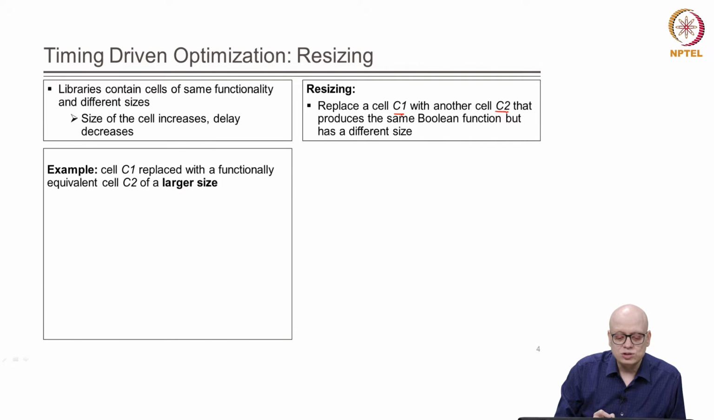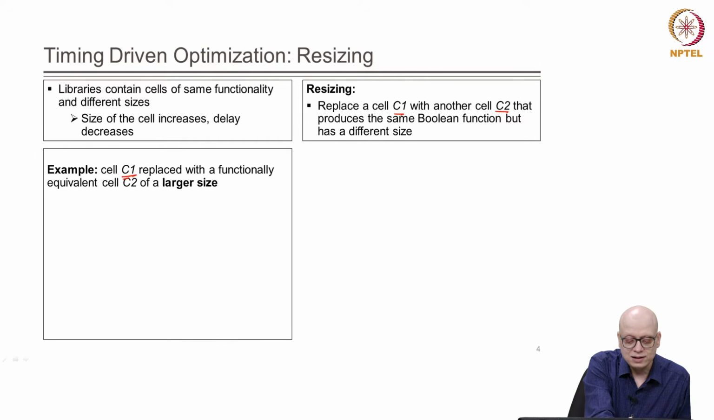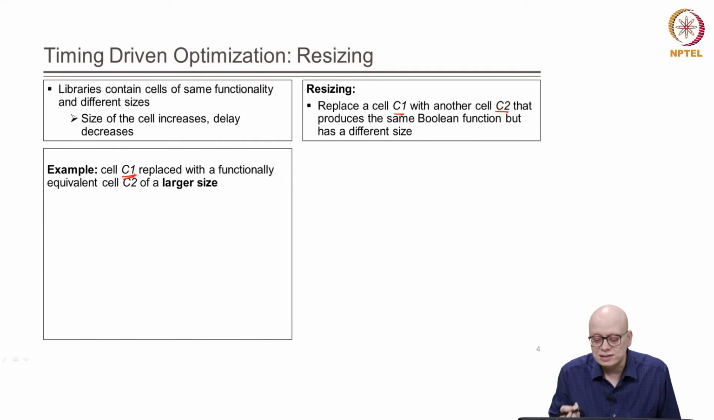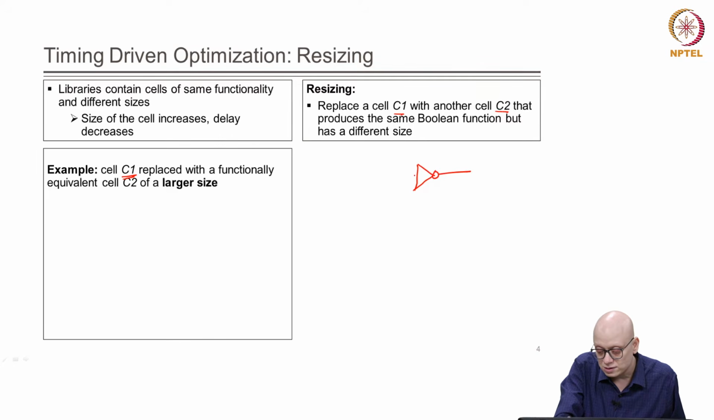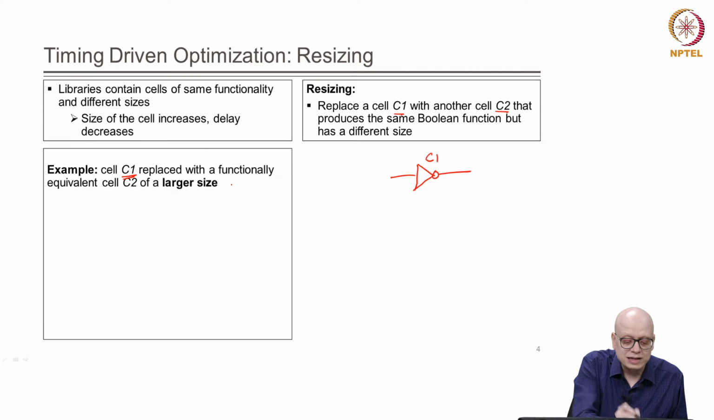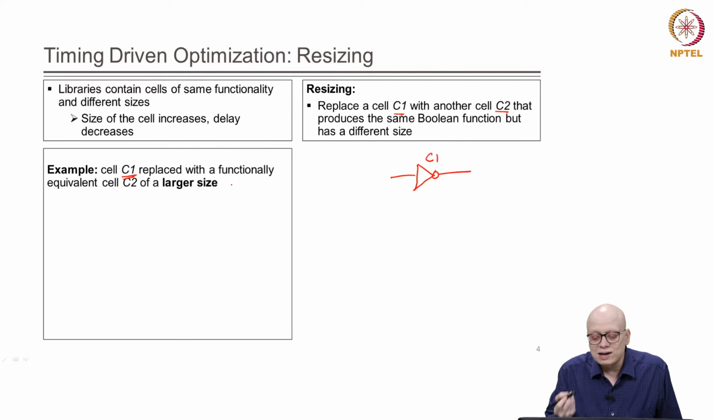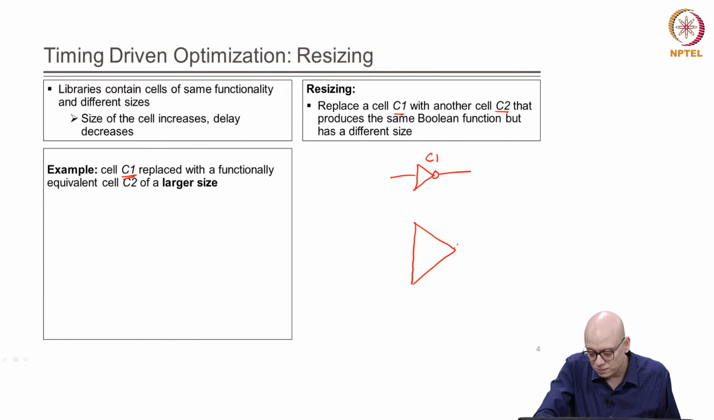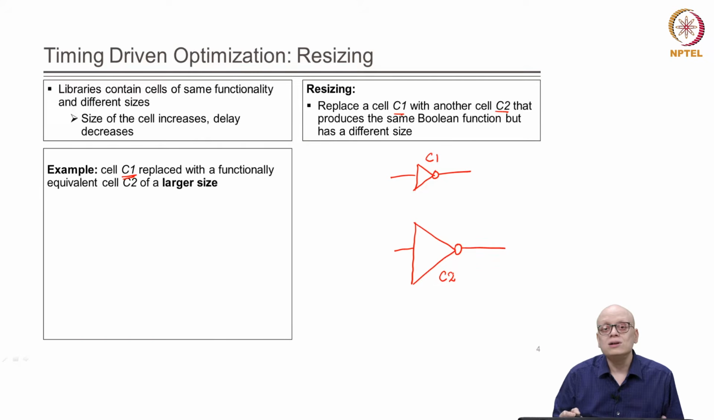Let us take an example. Let us assume that there is a cell C1. Let us assume for the sake of illustration that C1 is an inverter. This is C1, and what we are saying is that we replace it with a functionally equivalent cell C2 of a larger size. So, now we replace it with a bigger size inverter, whose name is, say, C2. This is what resizing is. So, we change the size of the cell.